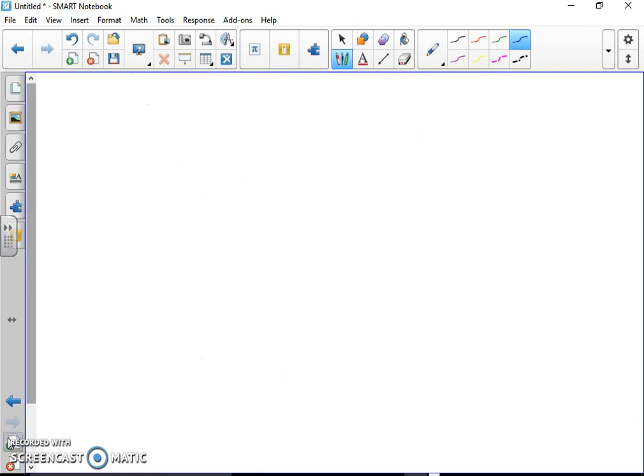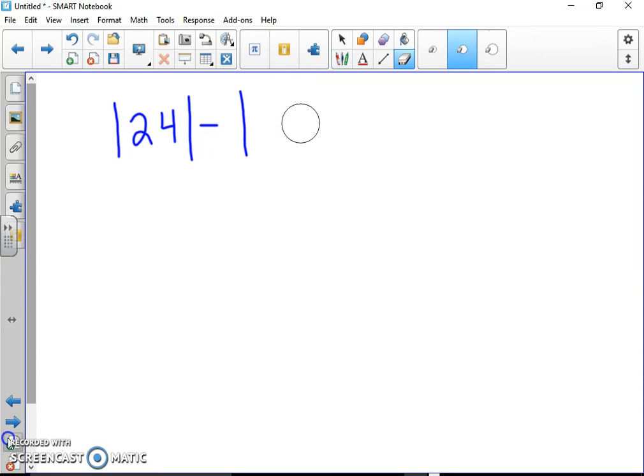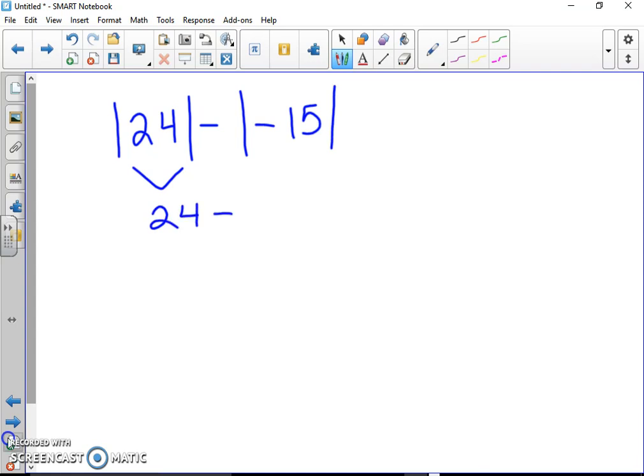We also see absolute value with subtraction. So let's say we had the absolute value of 24 minus the absolute value of negative 15. Okay. Absolute value of 24 is just that, minus the absolute value of negative 15 is 15. However, notice this subtraction symbol did not change. It was only the negative in the absolute value that we got rid of. 24 minus 15 will leave us with 9.